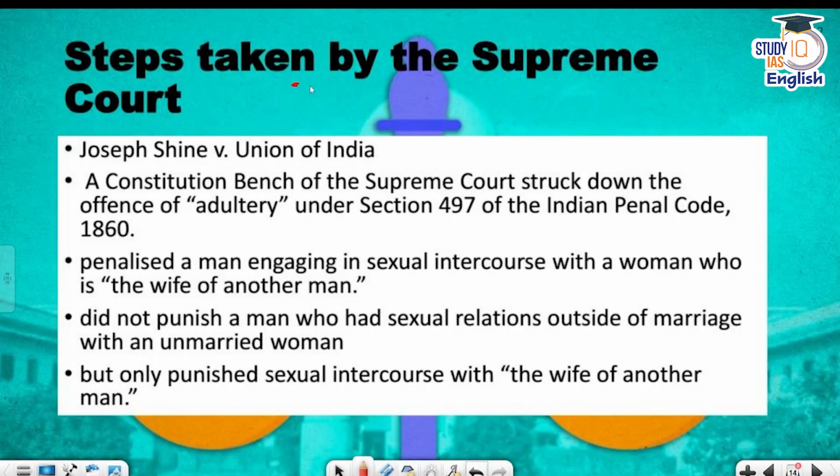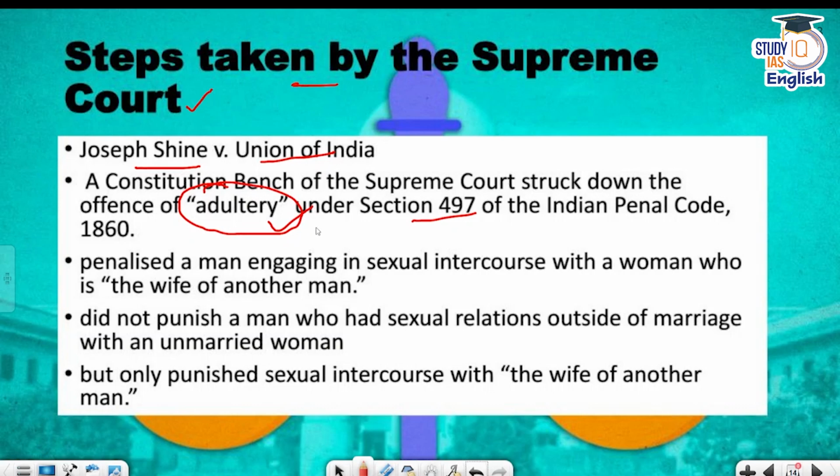But various steps have been undertaken by the Supreme Court to show that they are breaking away from the shackles of such thought process. In Joseph Shine versus Union of India, a constitutional bench of the Supreme Court struck down the offense of adultery under section 497 of the IPC. Many people said that the Supreme Court has made cheating, okay, it's not an offense, but cheating or adultery is still a ground for divorce.